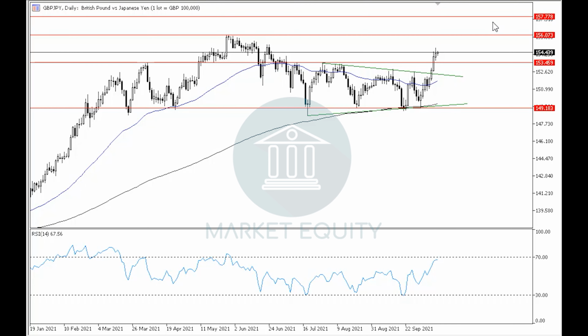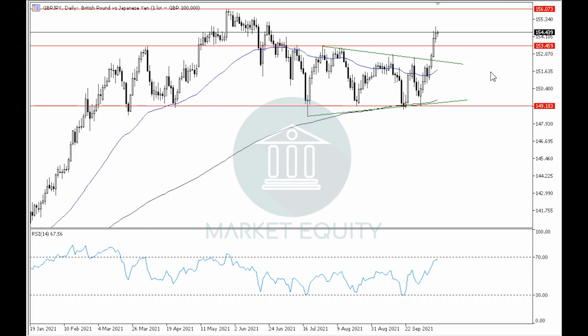Then, around level 157.75 as primary targets in the current uptrend in the daily time frame.